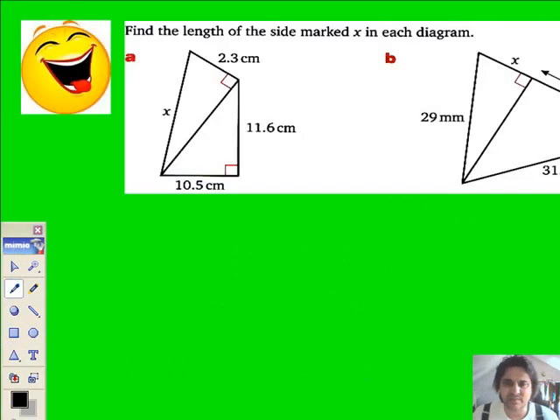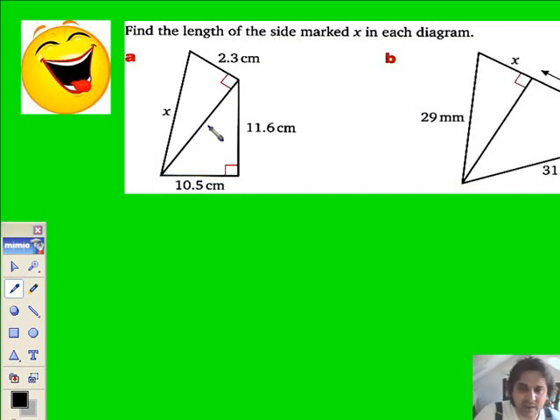Right, this is question 10. It's got a little star by it, like question 9 had. It doesn't need to be. It says find the length of the side marked X of each diagram. This is Pythagoras, don't forget. I need the baby to get the mummy, but I don't know you. Therefore, I've got to get you first.